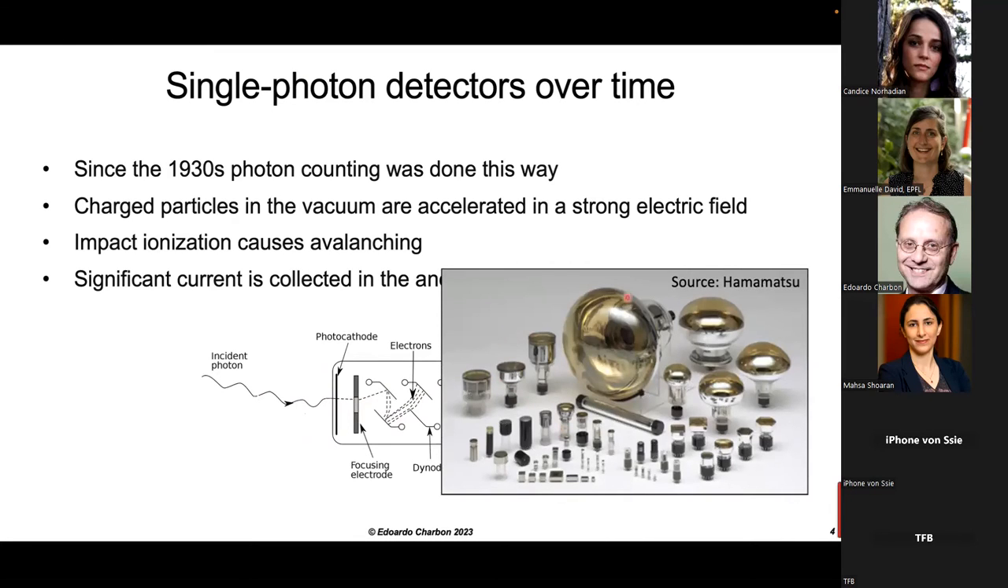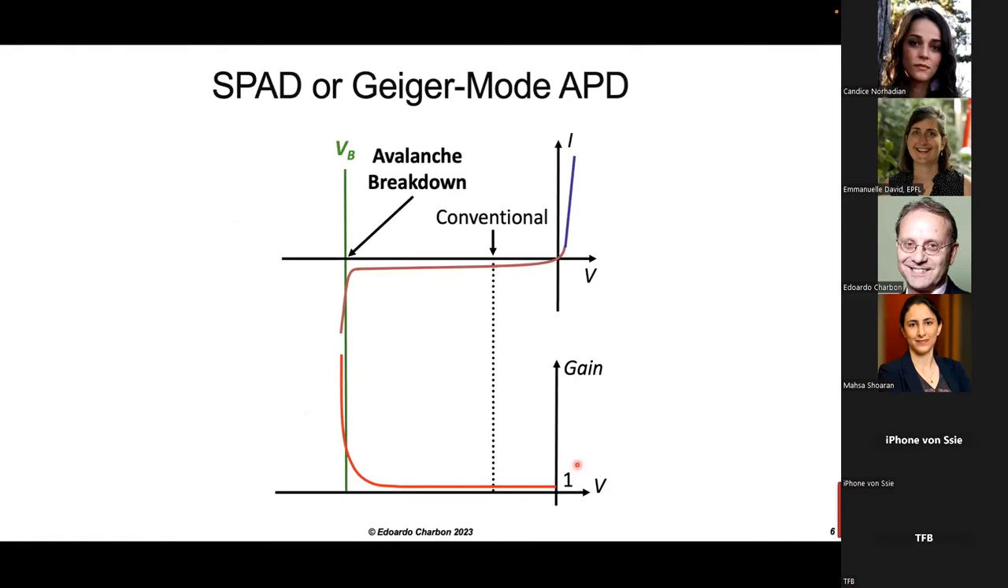This has been brought to extremes by, you can see here the variety of PMTs, from the large ones to the small ones that you can see here. This is a photograph from Hamamatsu, but many other producers exist that have created over time this type of detectors. What we're going to talk about today is a relatively new detector known as single-photon avalanche diode, or SPAD, also known as Geiger mode avalanche photodiode, or GM-APD.